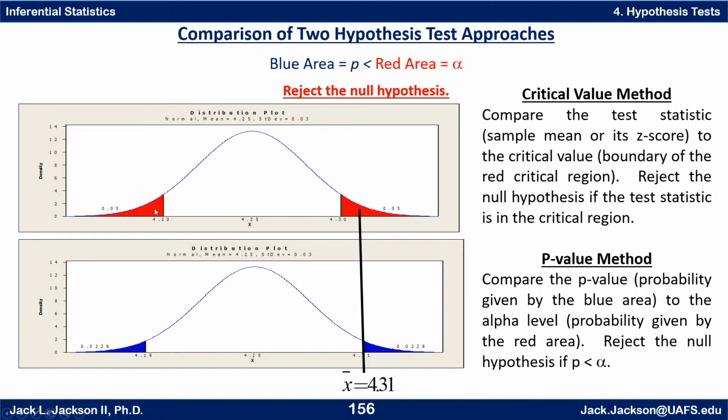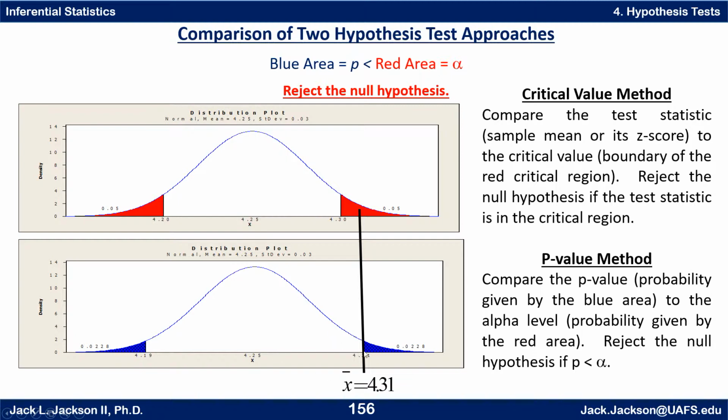0.05 here, 0.05 here to the left, total of 0.1. That's the alpha value. And then we compare x bar to that. So we're comparing our x bar to these critical values. The x bar is in the red region because it's to the right of the upper critical value, and so we reject the null hypothesis. The critical values are the boundaries of the red shaded region. When you want to see if the x bar is in the red region, reject the null hypothesis, or in the unshaded region, that would be do not reject the null hypothesis.